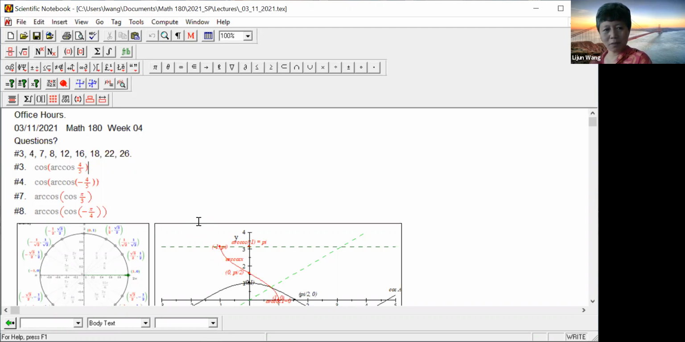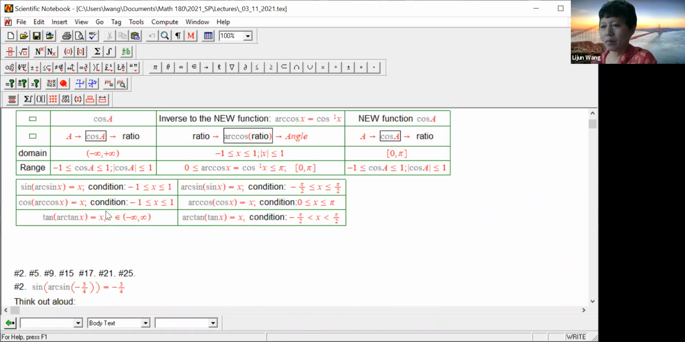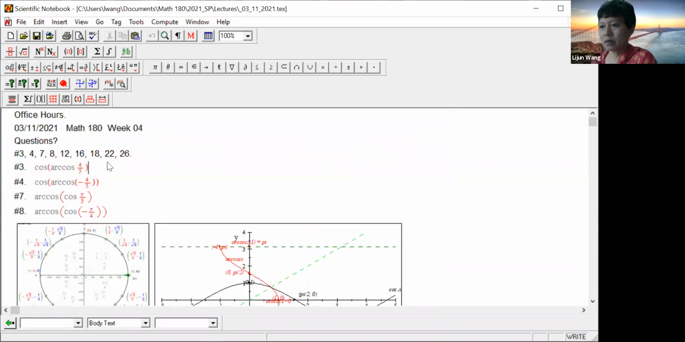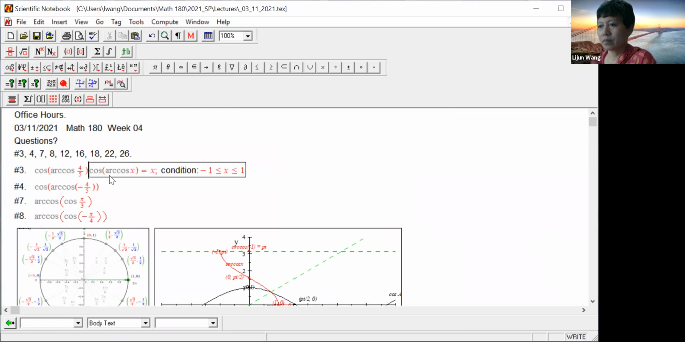Cortland, you about to say something? Number three is 4/5 because it meets the condition of that conditional statement, where the input of arc cosine has to be between -1 and 1. That's right. Very good. So this condition is satisfied, and with that condition satisfied, it equals 4/5.